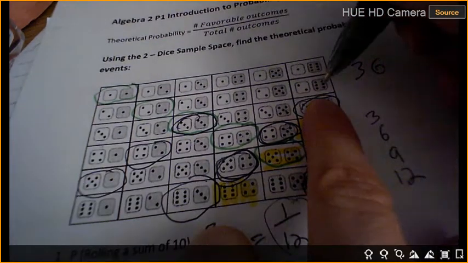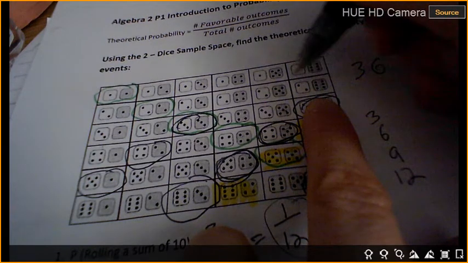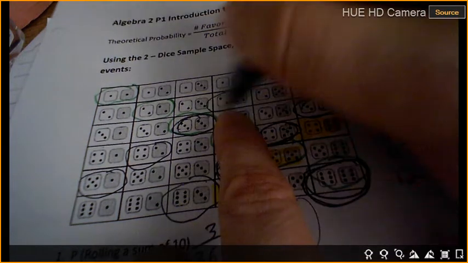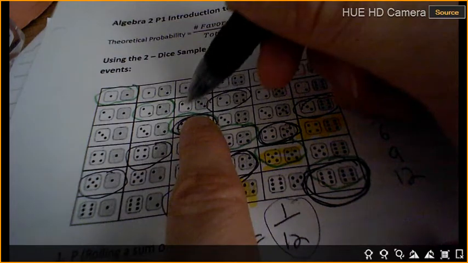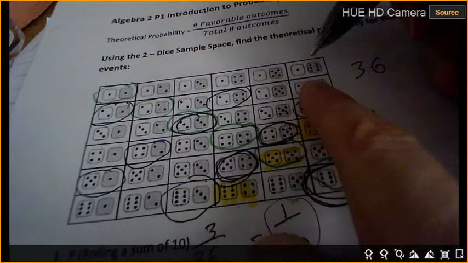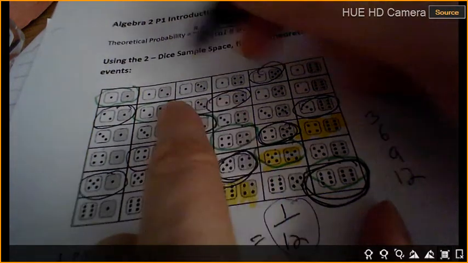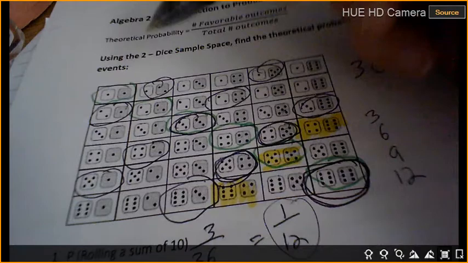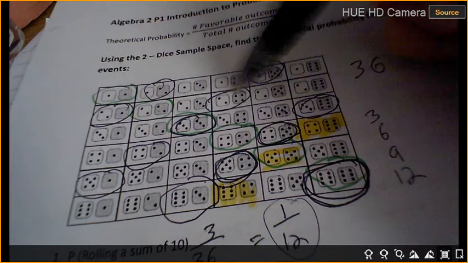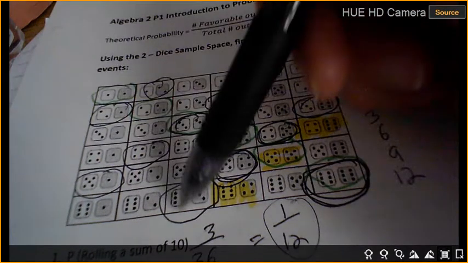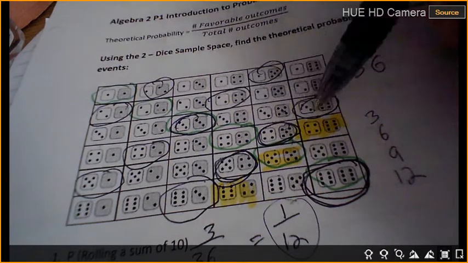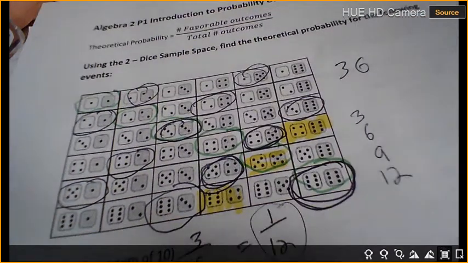Okay, this is 6, 7, 8. This is 5, 6, 7. This is a 6. 3, 4, 5. That's 4. This is a 3. That's a 7. This is 6. This is 5. This is 4. This is 3. Okay, so I'm going to have 1, 2, 3, 4, 5, 6, 7, 8, 9, 10, 11, 12. So I've got 12 out of 36.